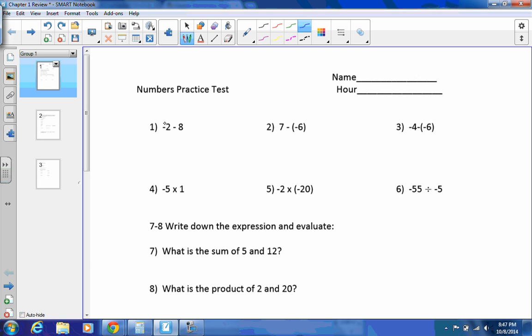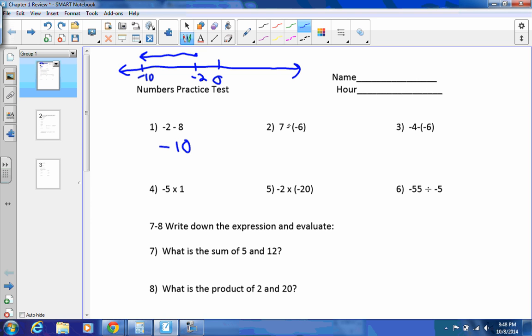Negative 2 minus 8. So if you want to think of a number line, I will put this up here. 0 is right there. That is a negative 2. If you start at negative 2, you're going negative 8. And if you remember, subtracting 8 goes in the left direction. It'll take you farther into the negatives all the way to negative 10. So two negatives together, in this case, makes a farther negative. So negative 10 is your answer.